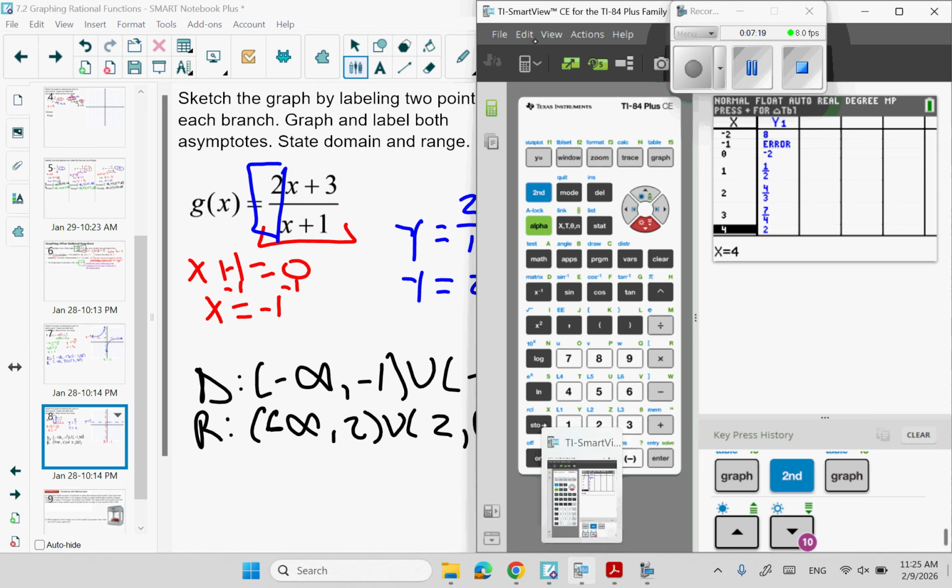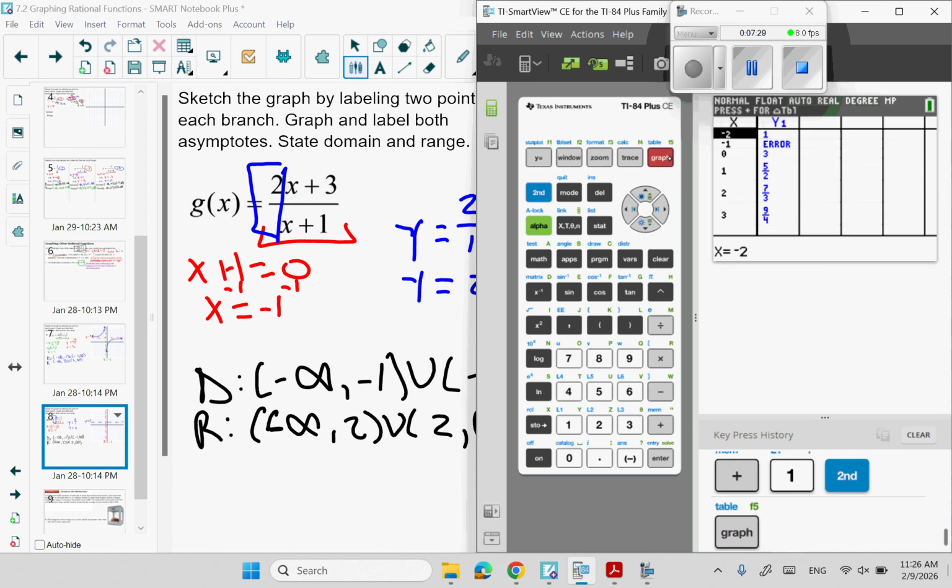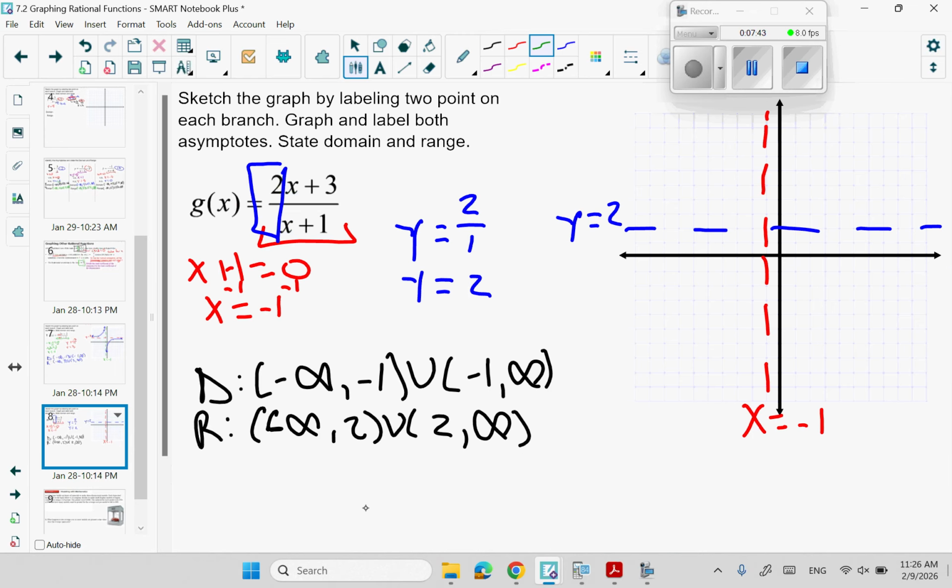And of course, we can graph it. Alpha x, 2x plus 3 over x plus 1. Second graph. We get a bunch of fractions, so just find one that's close and just round it. So like negative 2, 1, and like negative 6 and about 1.8. And 0, 3, and get something like this. Okay.